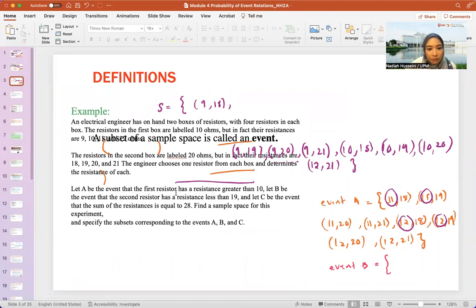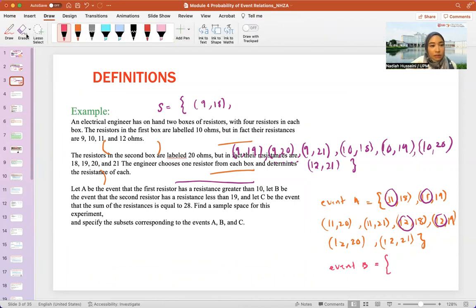So let event A be as before. Let B be the event that the second resistor has a resistance less than 19. So any pair that has the second resistor less than 19. Okay, so let's write that down. Event B: second resistor has resistance less than 19. So 9, 18.